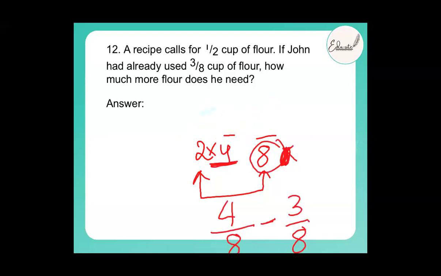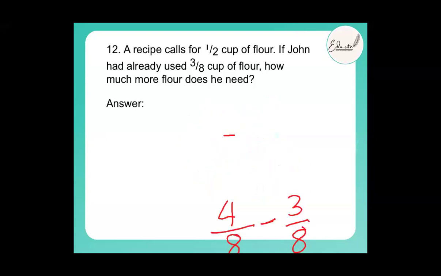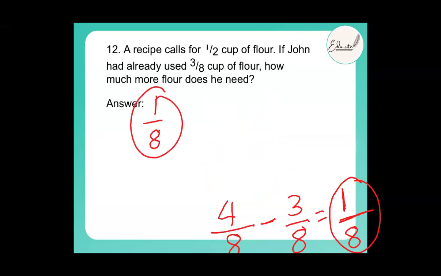Now what is the answer? It's quite easy now. 4 minus 3 is 1. It's just 1 over 8. So keep this answer as 1 over 8. Have you written it? Okay, mashallah. So it is 1 over 8 cup of flour that it needs extra to make it half.